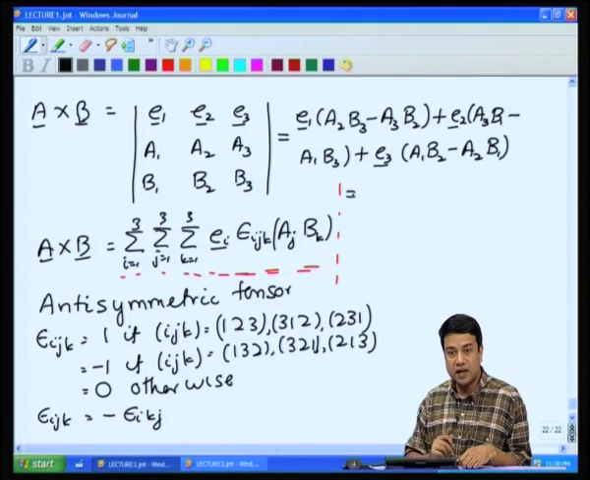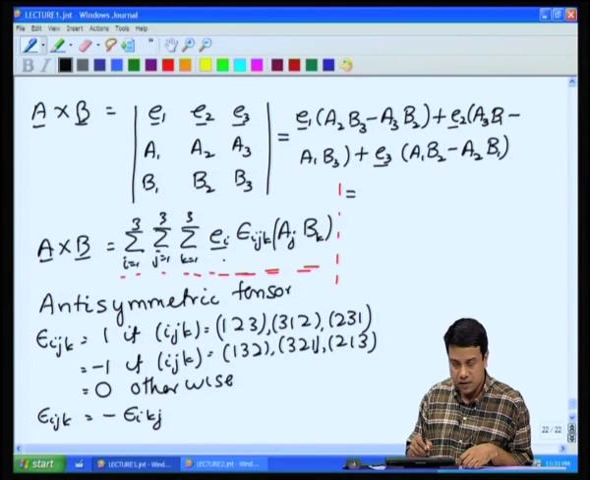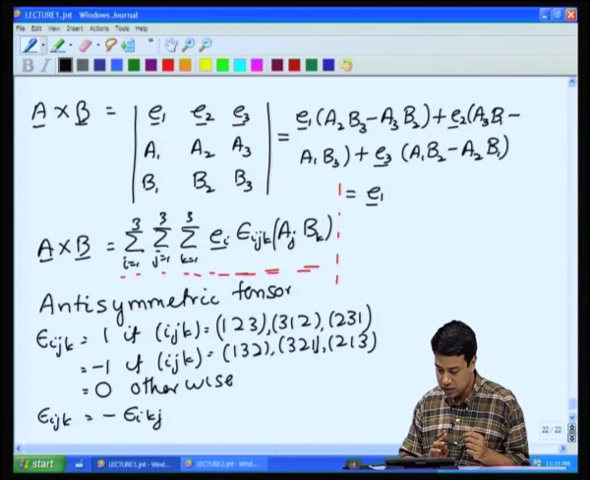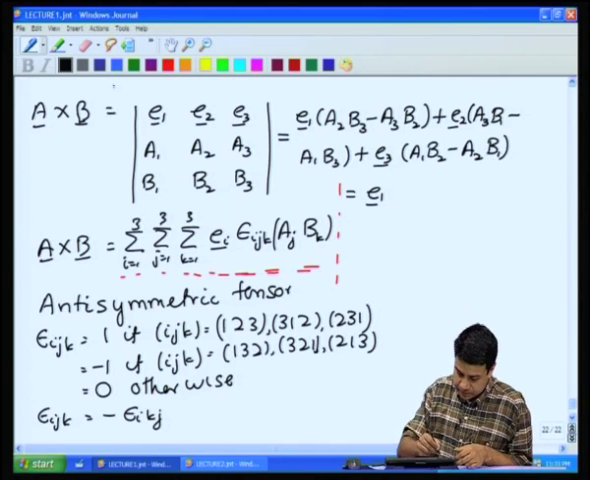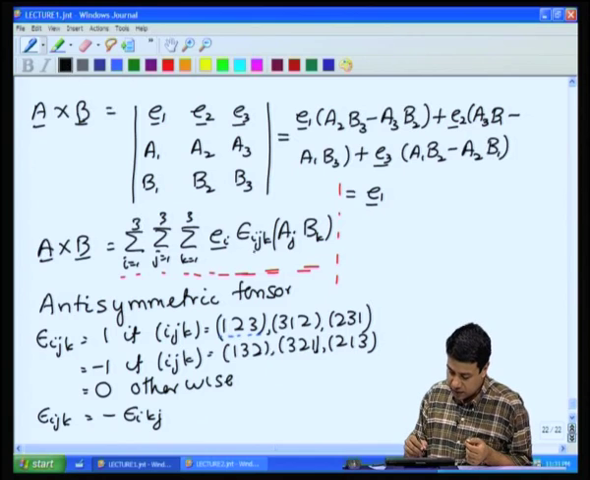The first case is when I is equal to 1. In that case, the unit vector E I is just E 1. Once I is equal to 1, then j and k have to be either 2 and 3 or 3 and 2, because they cannot repeat. So, if j and k are 2 and 3, then I j k is 1 2 3, and epsilon I j k is 1. So, therefore, I have plus 1 into A 2 into B 3.